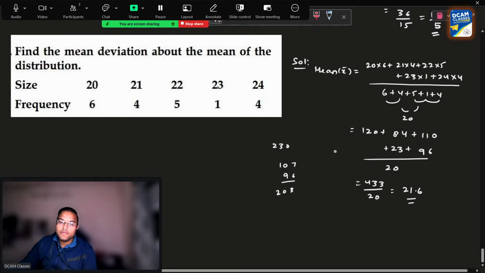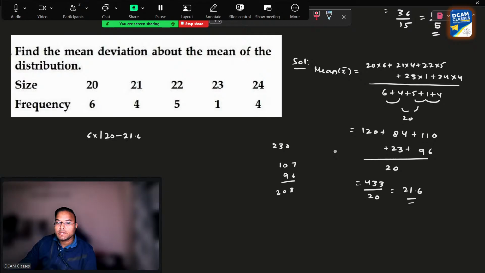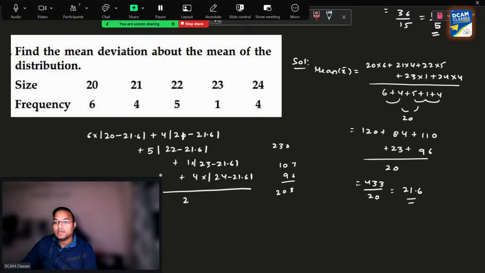Now if you want to find out the deviation, it will be 6 into mod 20 minus 21.6 plus 4 into mod 21 minus 21.6 plus 5 into mod 22 minus 21.6 plus 1 into mod 23 minus 21.6 plus 4 into mod 24 minus 21.6 whole divided by 20. Now if you calculate it, you should be getting the answer.